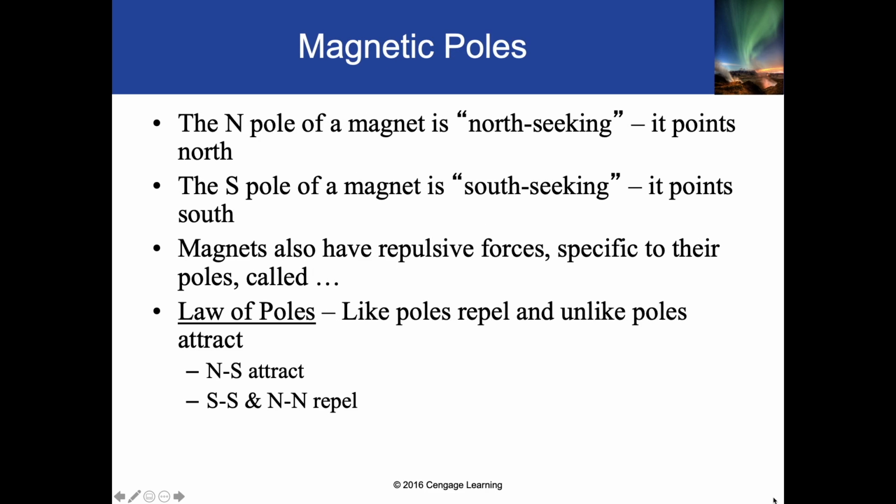Anyway, so let's talk about the magnetic poles for a second, right? The North Pole of the magnet is called the North Pole because it seeks north, right? It points to north. The South Pole of the magnet is south seeking, so it points south. So that's pretty obvious. Magnets also have repulsive forces too, specific to their poles. This is called the law of poles. I feel like we talk about a lot of laws here, right? Like poles repel and unlike poles attract. So north and south attract, and north and north repel each other, right? That's pretty obvious.